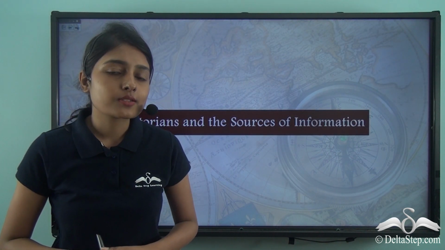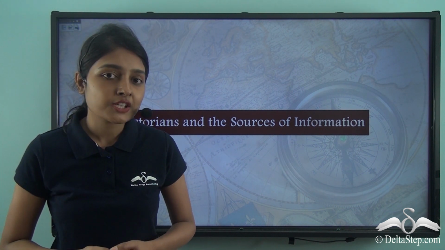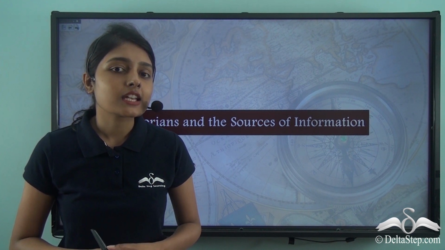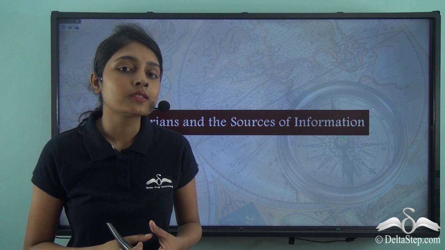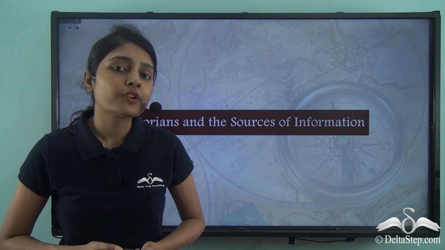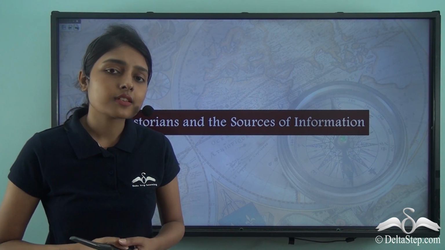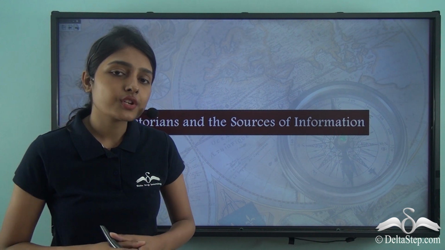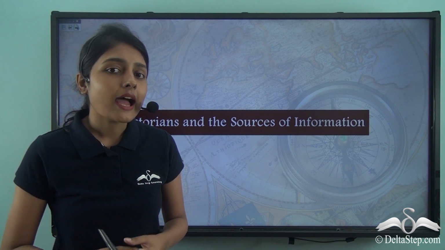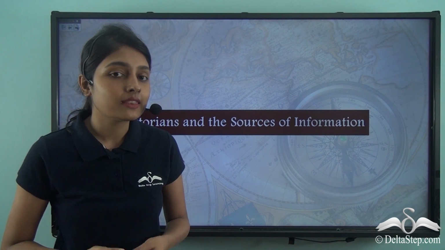This now brings us to an end of our lesson on historians and the sources of information. Now this was a very enriching lesson in the sense that we got to know how historians know what we know about the past, because it is not possible for me or you to understand what happened hundreds and thousands of years ago. For this, historians rely upon different kinds of sources like manuscripts, and these manuscripts are documents that were written by people in the past.